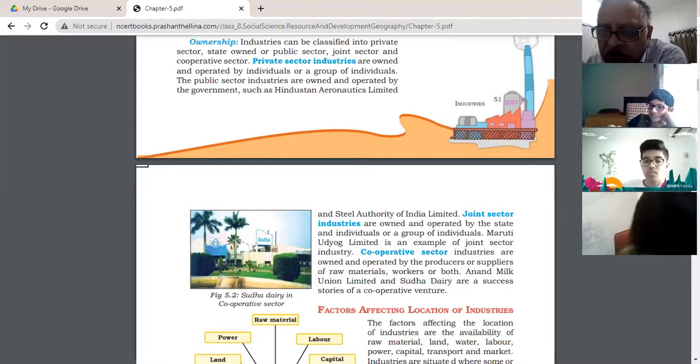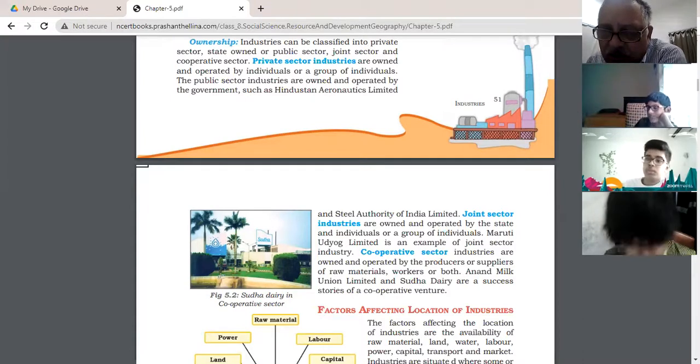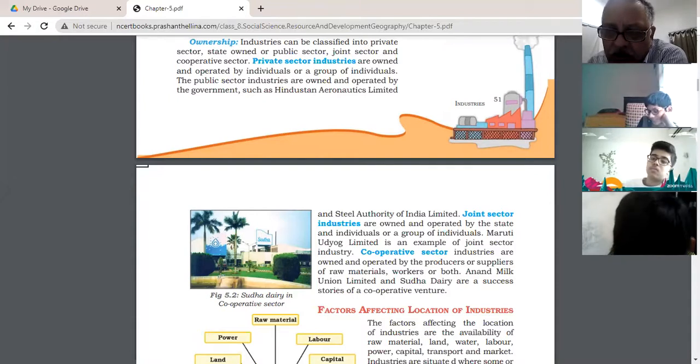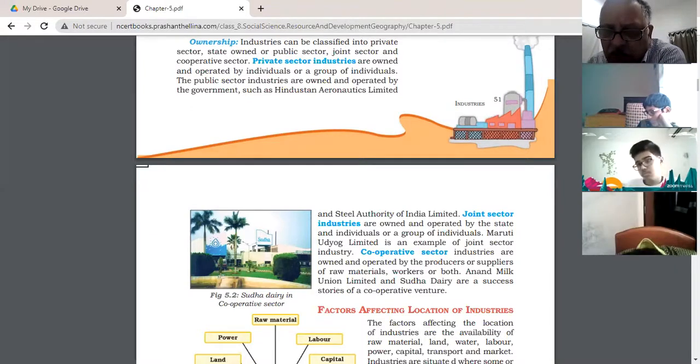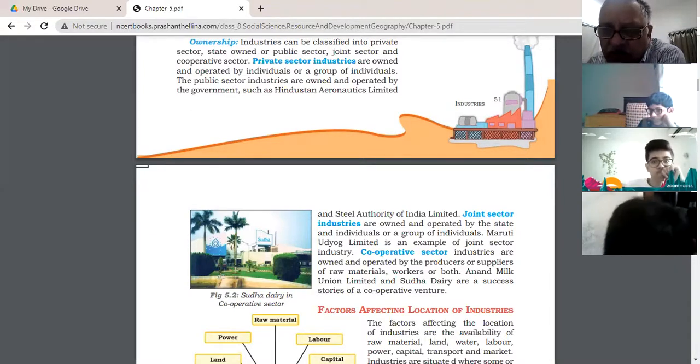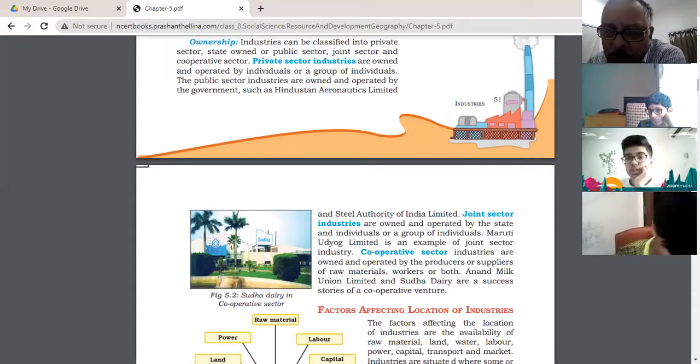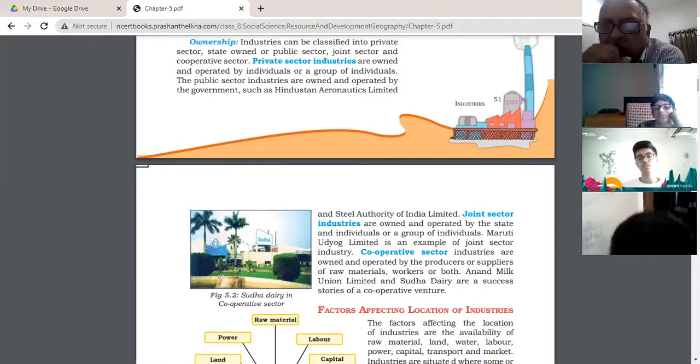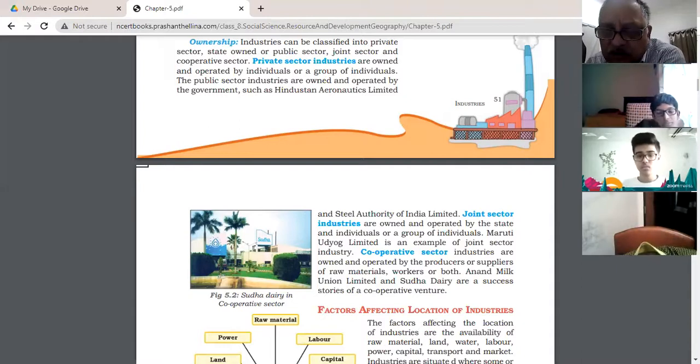Those who are producing the milk and those who are supplying the milk, both are the members of this, owned by both of them. Profit is equally shared by the supplier and the producer, by those who are supplying the milk as well as those producing the milk or milk products in Amul Dairy. So both are earning, getting a part of the profit. That is known as the cooperative industry, the cooperative sector.